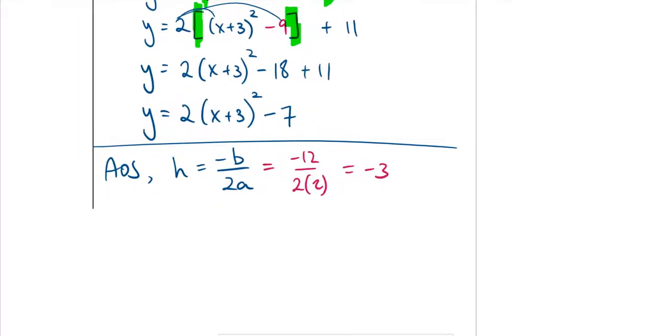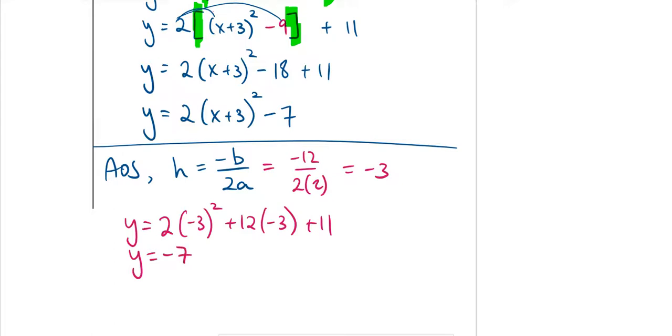So if I want the k value, plug it into your equation. So the equation is y equals 2 times x squared, so negative 3 squared, plus 12x, so 12 times negative 3, plus 11. If I evaluate that, I get a y value of negative 7. So that's your k value. Okay? So k equals negative 7.